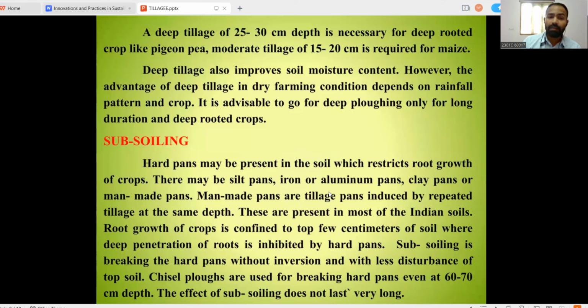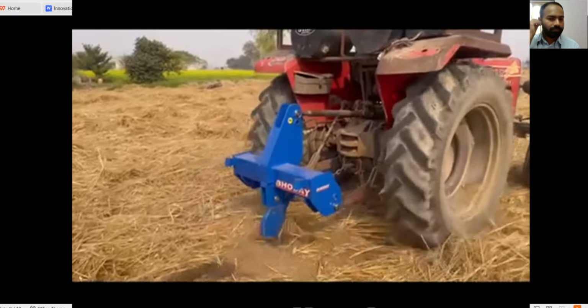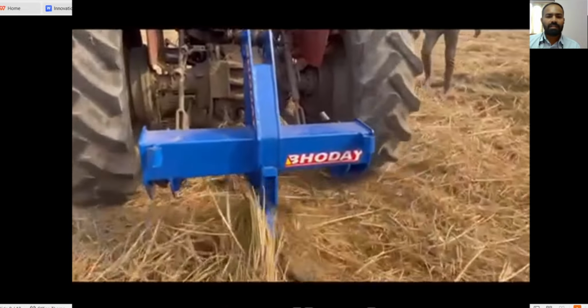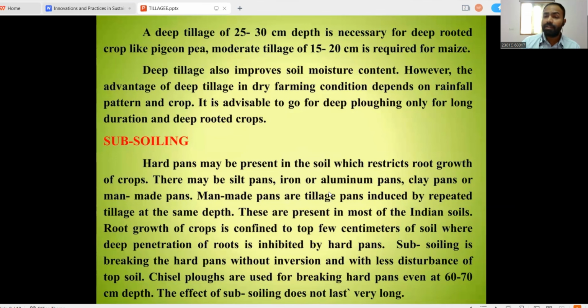What is subsoiling? What are we doing? We are just loosening the soil below the surface without disturbing your upper soil. Subsoiling is breaking the hard pan without inversion, with less disturbance of the topsoil. Chisel plows are used for breaking the hard pan even at 60 to 70 centimeter depth. The effect of subsoiling does not last very long. Which implement is used for subsoiling? Chisel plow. It can loosen the soil up to 60 to 70 centimeters.